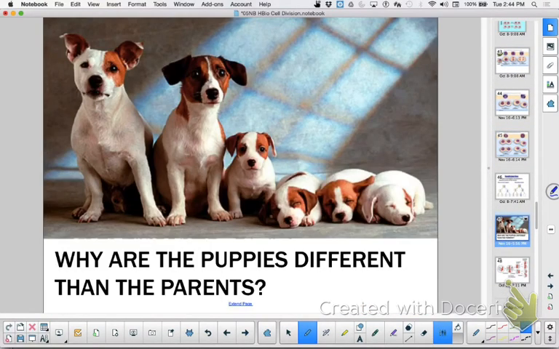This is mom and dad dog, and here are their puppies. Why are their puppies so different from each other? We said there were three key reasons for variety in sexual reproduction: crossing over; independent assortment, Mendel's law, where each homologous pair can line up independently of the other; and you never know which sperm is going to hook up with which egg. It's random fertilization, so that's why there's so much variety in the offspring.